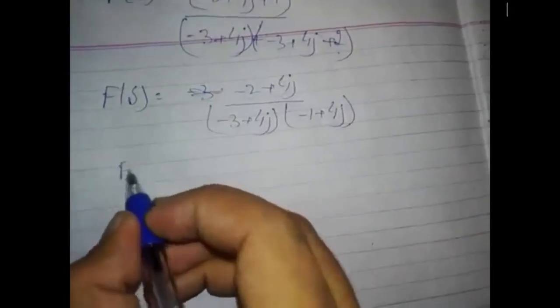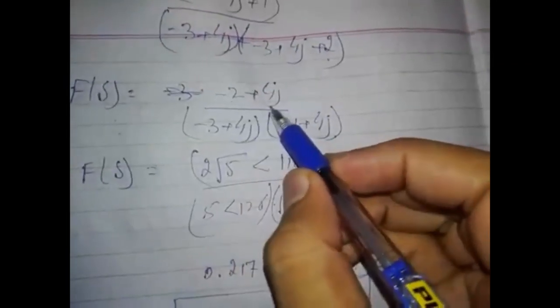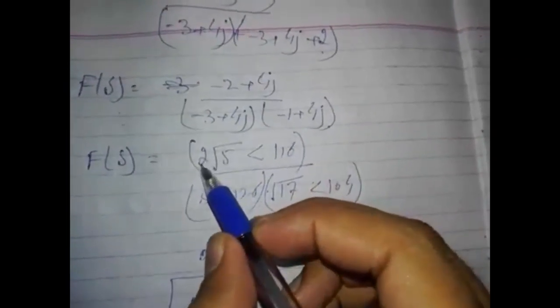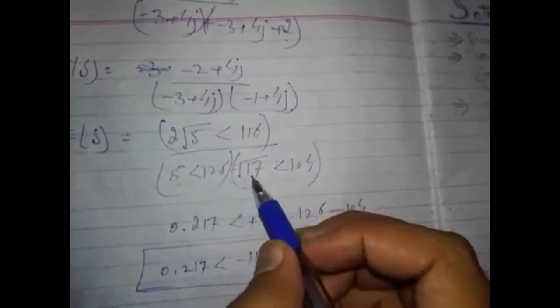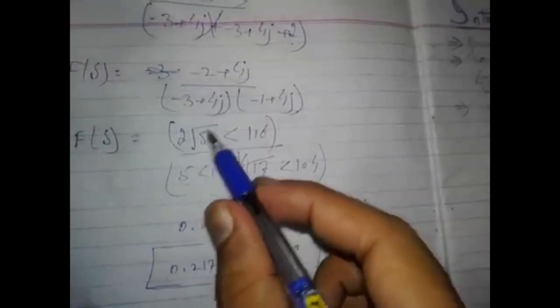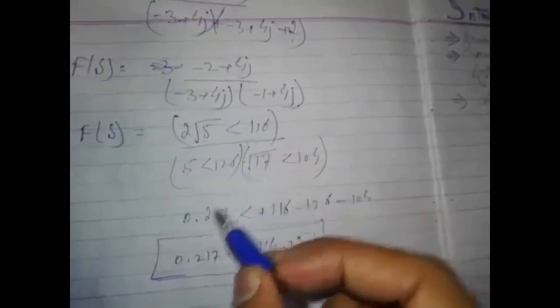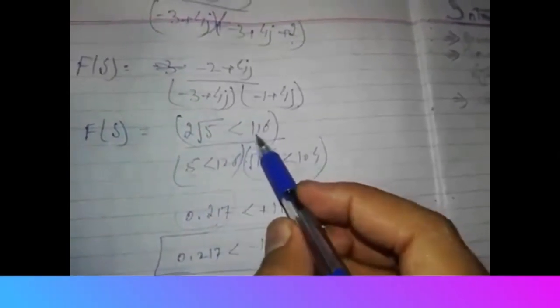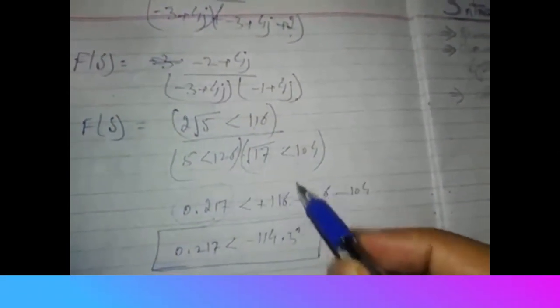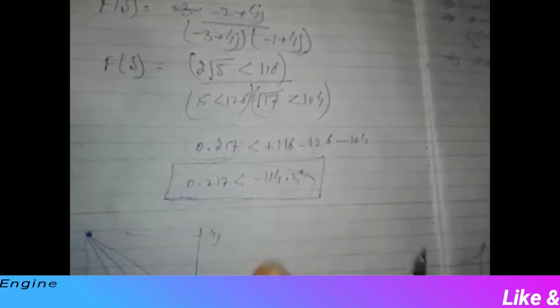So using the calculator we convert this Cartesian form into the polar form, and we get 2 into root 5 angle 116 divided by 5 into root 17 angle 126 into root 17 angle 104. Taking just the magnitude and calculating, we get 0.217, and for the angle, 116 minus 126 minus 105, we get the value of this. So this is F(s) at the point s equal to minus 3 plus 4j.